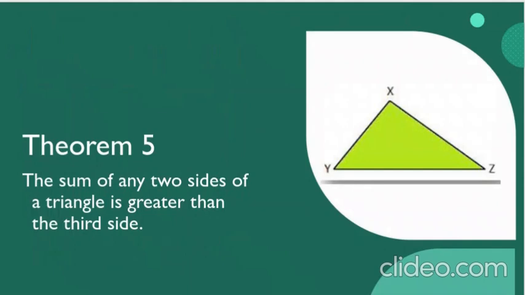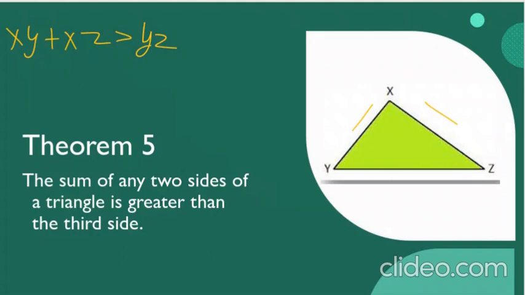Now theorem number 5 says that the sum of any two sides of a triangle is greater than the third side. Very easy. I'm quickly going to explain it in 1 minute. See this. If I take any two sides, XY, XZ, then XY plus XZ should be greater than YZ. Simple. If it is a real triangle, any two sides taken together should be greater than the third side.